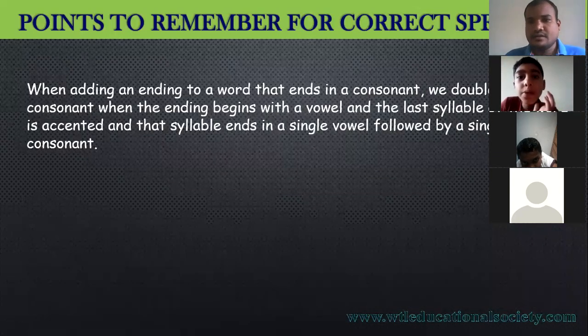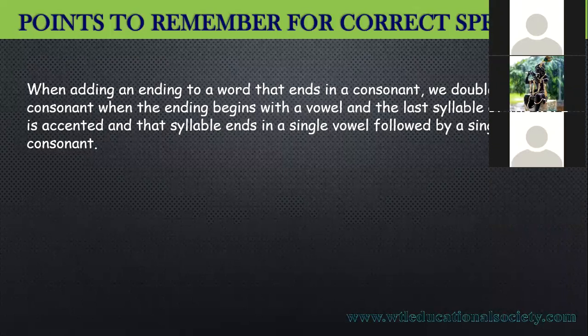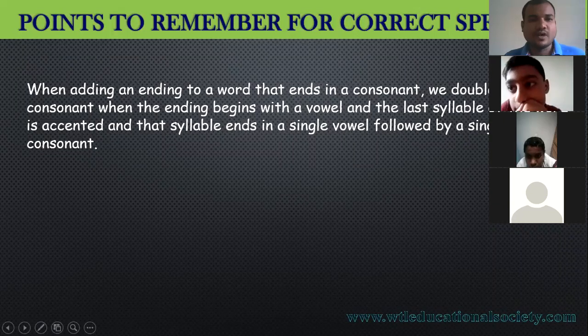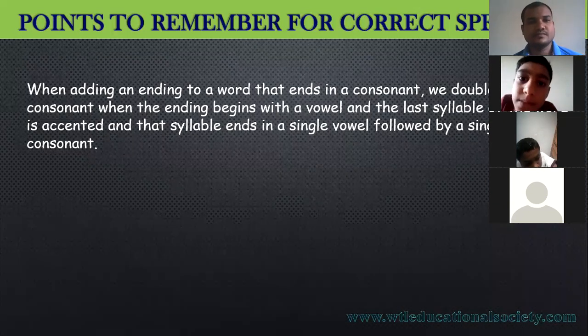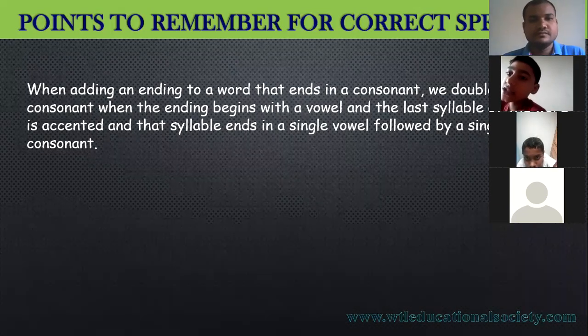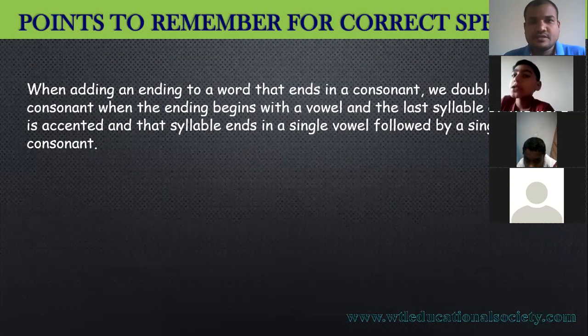Next, Hanesh, read it out. When adding an ending to a word that ends in a consonant, we double that consonant when the ending begins with a vowel and the last syllable of the word is accented and the syllable ends in a single vowel followed by a single consonant. Right, so try to understand this concept.